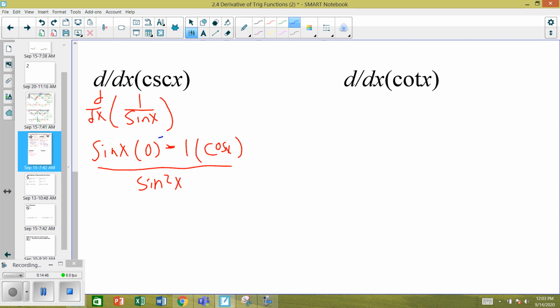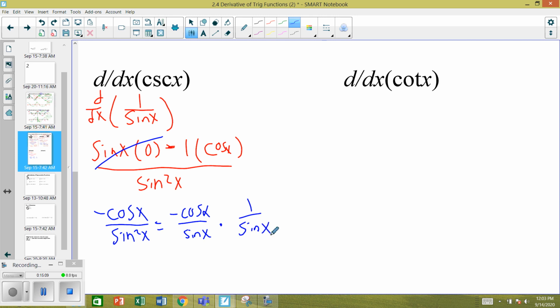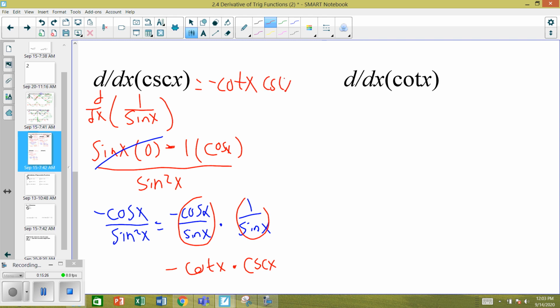So we're going to notice that the sine times 0 goes away, and we're left with negative cosine of x over sine squared x. So it's very similar to secant, but I don't want to write it that way. I want to write it as negative cosine of x over sine of x times 1 over sine of x. Now, this is the same thing as negative cotangent x times cosecant x. So I'm going to write that right here. I'm going to say this is negative cotangent x cosecant x.